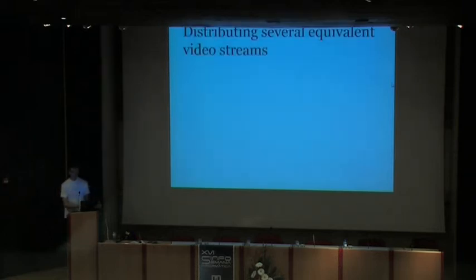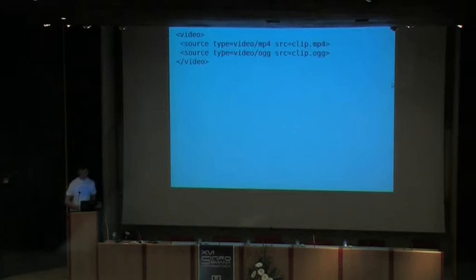So if you want to distribute several equivalent streams, because currently some user agents might support Ogg Theora and other ones might support MPEG-4, you could do something like this. Basically, we have a source element, which is allowed as a descendant of the video element. And you basically point to the given video files, and the user agent will try them in order. The first one that works will be used.